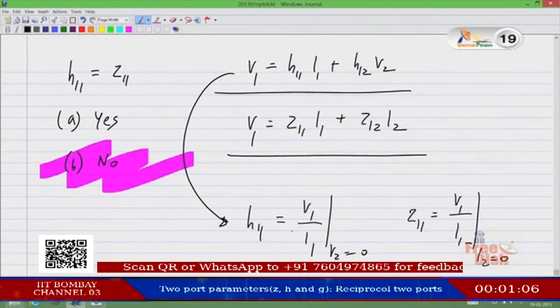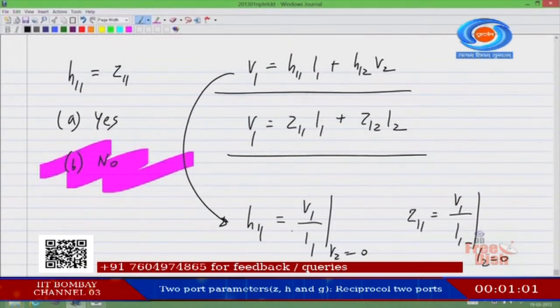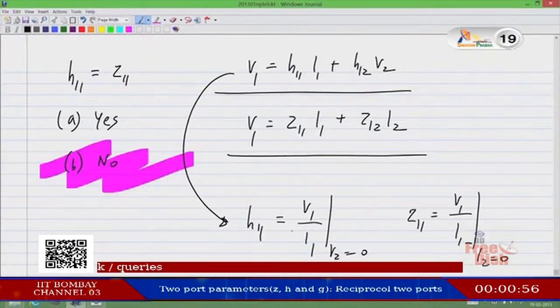In fact, all these parameter sets will be different from each other. Although one can be derived from the other, they are not the same as each other. So I hope that is clear.